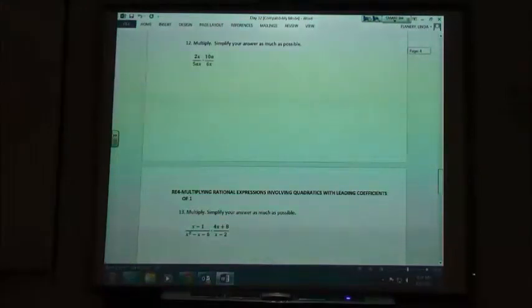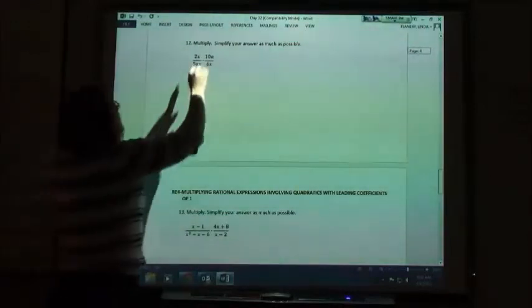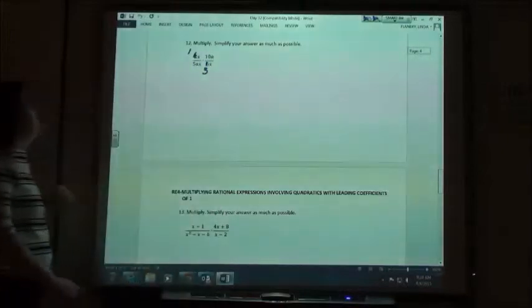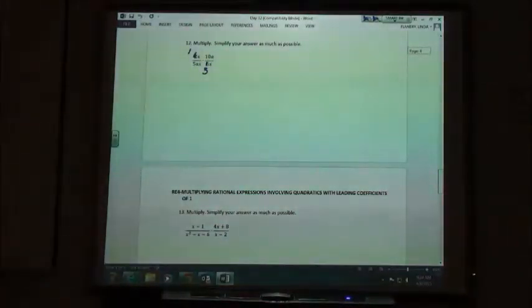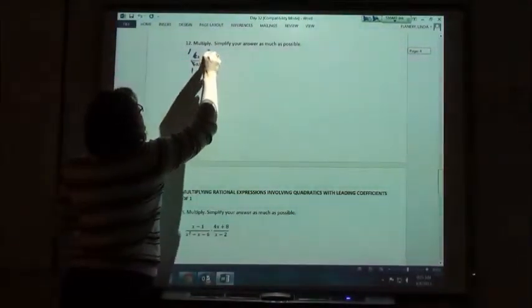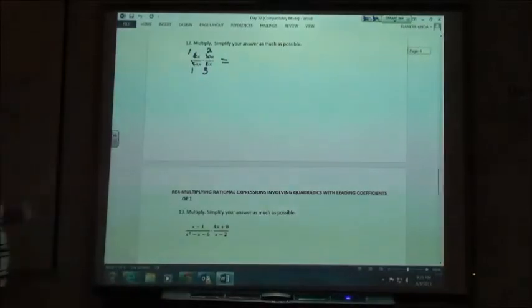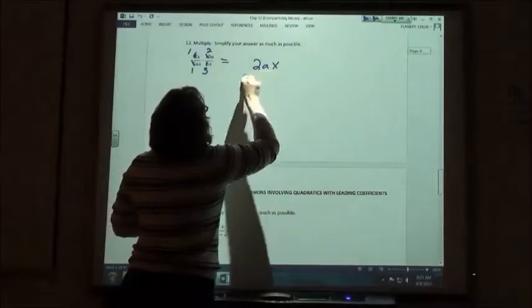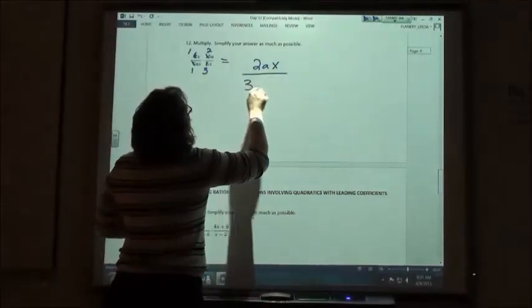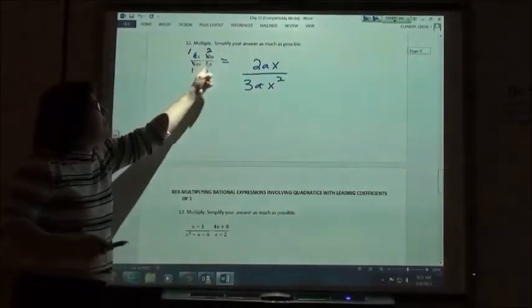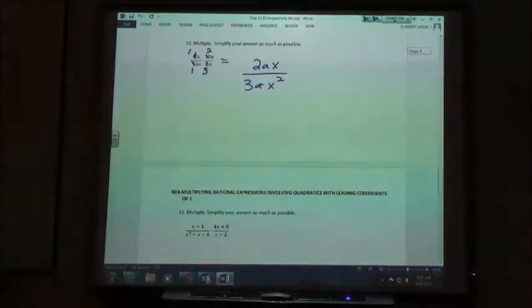Number 12 then, if I'm going to simplify that, what do I want to do first? Okay, 2 goes into here once and into here 3 times. And then the 5 goes into 5 once and into 10 2 times. So on the top I'm going to have 2ax, and on the bottom I'm going to have 3ax squared, because there's an x and another x, right? So x and x would be x squared.